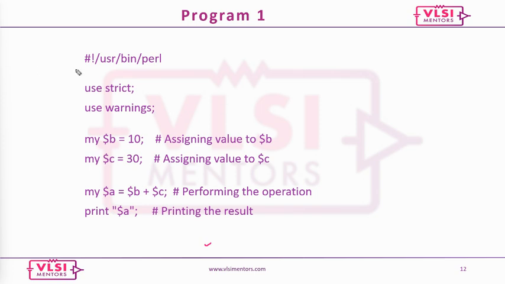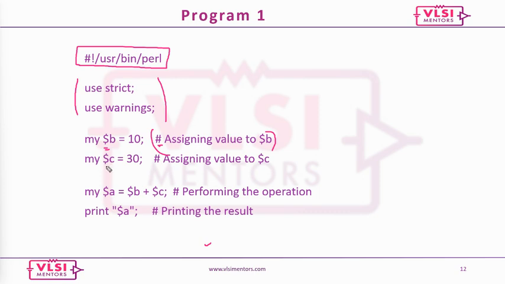So let's quickly go over the first program. This is the first line where we define the compiler path, and as I mentioned, use strict and use warnings, as I always want to enable strict syntax checking. And if there are warnings, yes, the tool would issue a warning. The first time we are declaring $b, which is 10. And see here, this whole section is a comment.